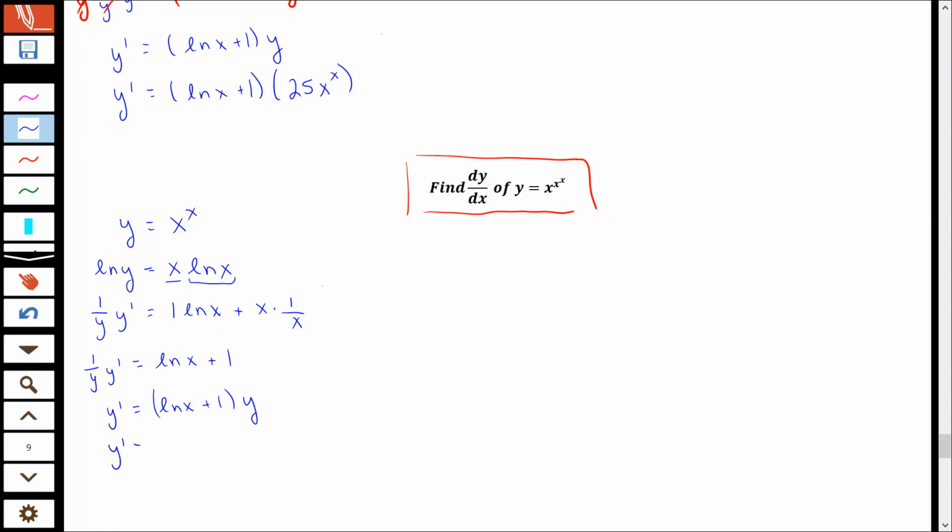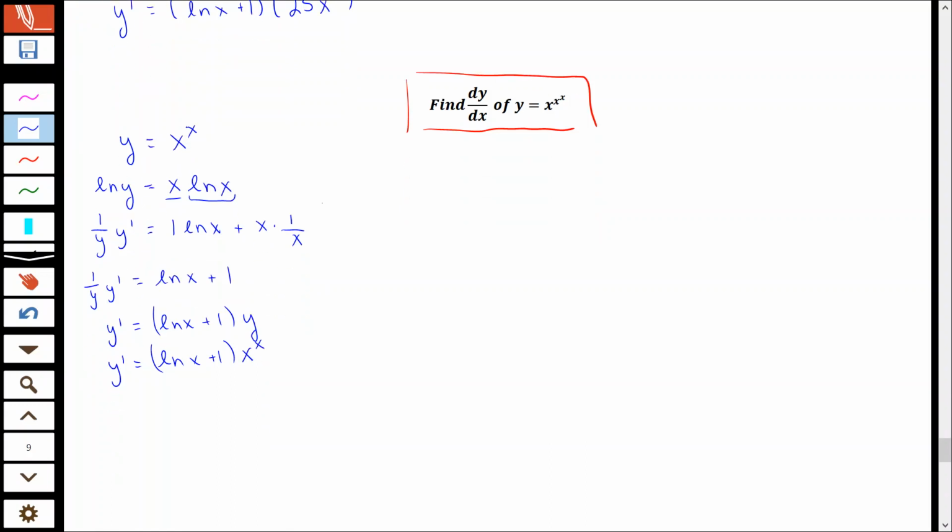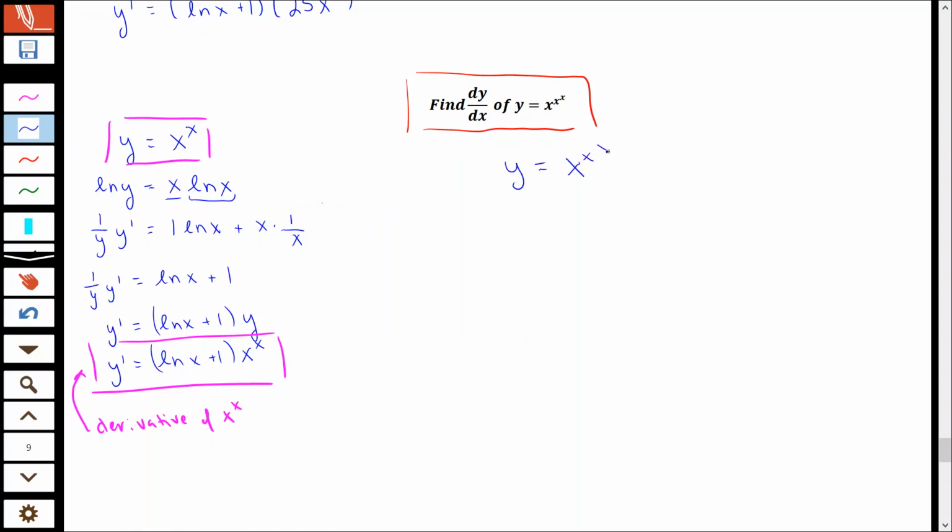And because we happen to know what y is equal to, we put that back. So this is very important. This is saying, hey, if I know x to the x, then the derivative of x to the x is this ln x plus 1 times x to the x. And you're like, okay, but why did we just do that, Dalton? You're insane.